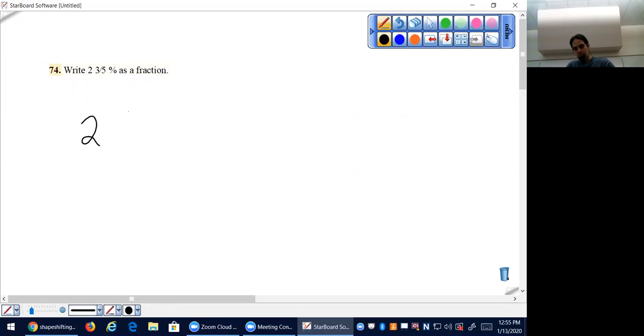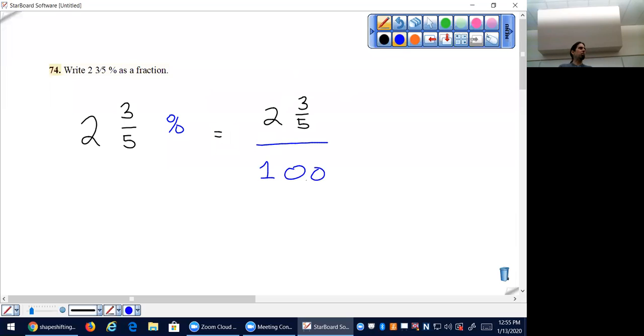If I have a mixed number with a percent sign after it, my trick doesn't work. Right? I don't want to do 2 3/5 over 100. That just looks kind of awkward and ugly. Maybe I'm starting the wrong way. Maybe I should make this 2 times 5 is 10, plus 3 is 13/5. No, that's not really any better either.